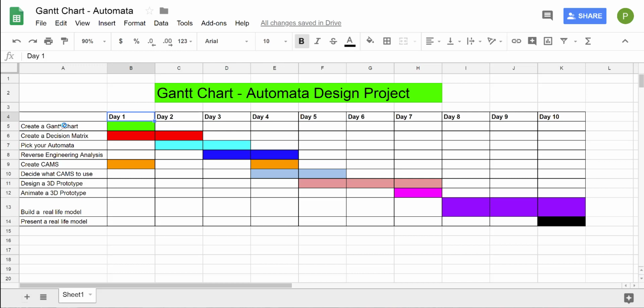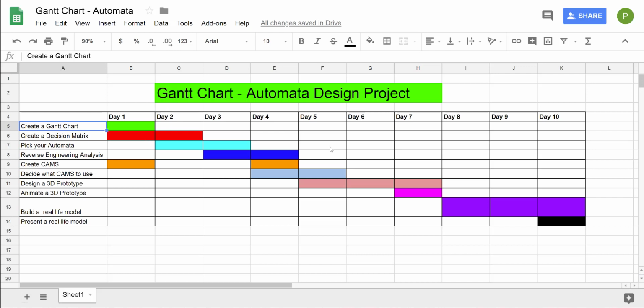On day one, we're going to create a Gantt chart, which is this over here, as well as start creating a decision matrix. And a decision matrix is something I'm going to be talking about in a little bit in this video.